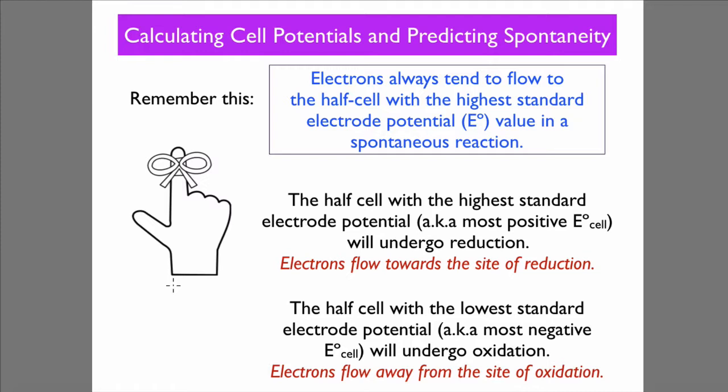Do remember this: electrons always tend to flow to the half cell with the highest standard electrode potential value in a spontaneous reaction. The half cell with the highest standard electrode potential, i.e. the most positive cell potential, will undergo a reduction. Electrons flow towards the site of reduction. And the half cell with the lowest standard electrode potential, the most negative cell potential, undergoes oxidation. Electrons flow away from the site of oxidation.